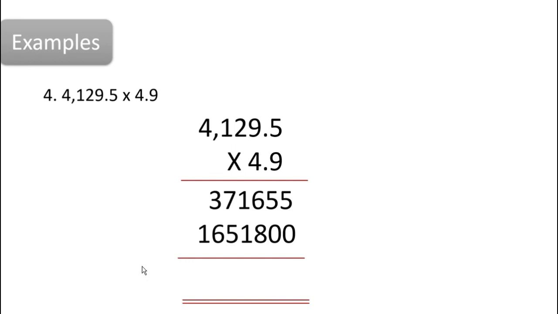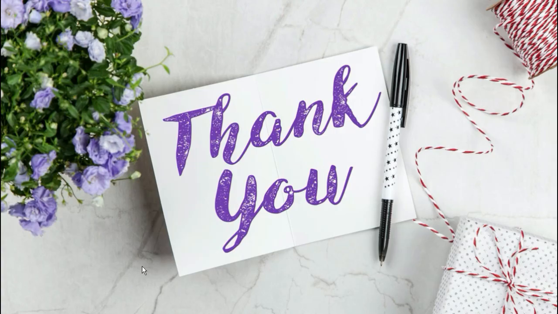So the next question is 4,129.5 times 4.9. After multiplying as if there is no decimal point, as if they are whole numbers, we get the answer 2023455. And then when we add the decimal point, we get the answer 20,234.55. And that's it for today's video.